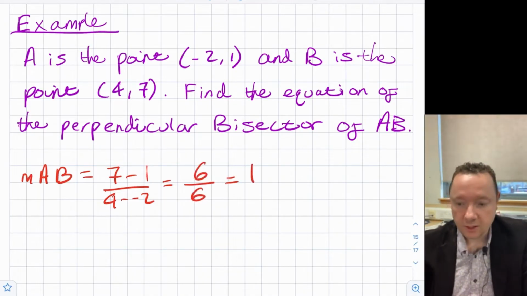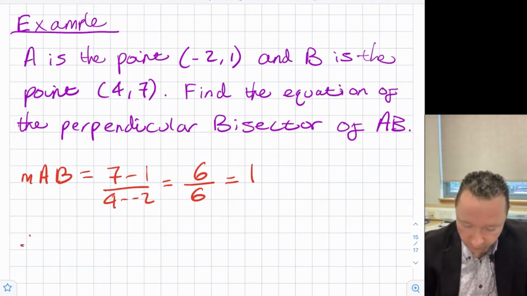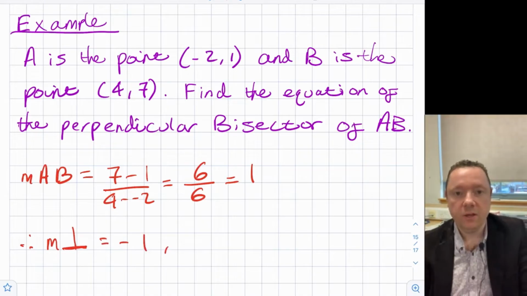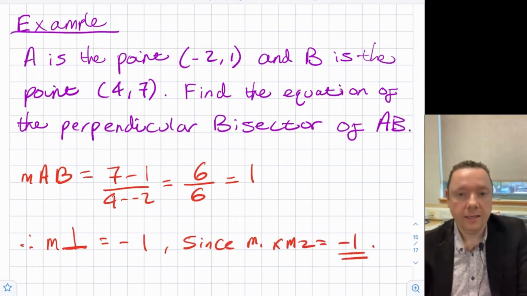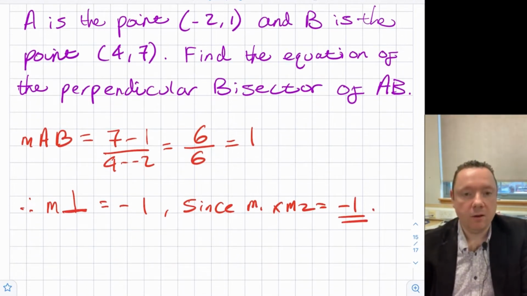Nice and simple. So since we know that that is 1, we can automatically know the gradient of the perpendicular. So therefore, the gradient of our perpendicular line is going to be -1. And we always need to write the statement. Look at the previous video if you're not sure. Since M1 times M2 equals -1. So we now know our gradient is -1. That's the first step. Now remember, a perpendicular bisector is a line that cuts it in half. So we need the midpoint of A and B as well.